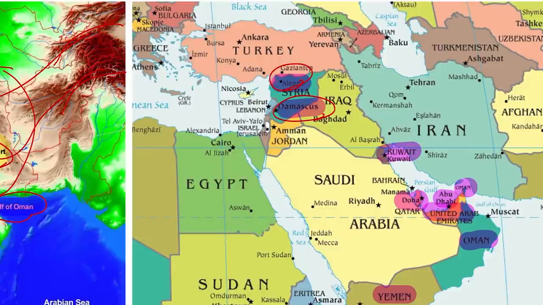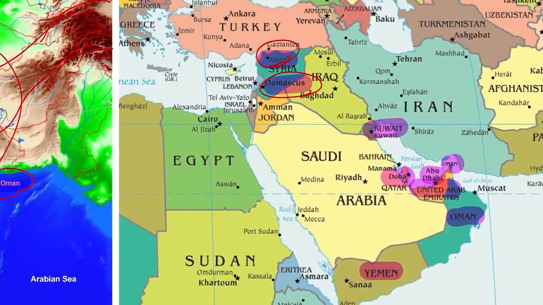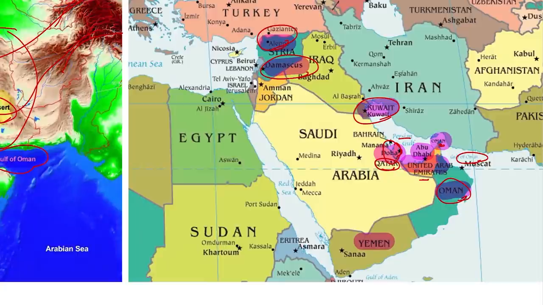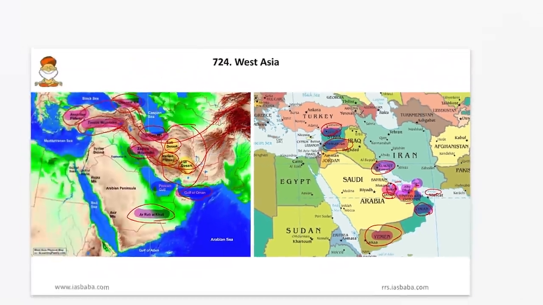Then coming to Saudi Arabia and the peripheral states, friends, to the northeast of Saudi Arabia, we have a small nation, that is Kuwait. And then Qatar is also located to the east of Saudi Arabia, and once again it is also a small nation here. And then friends, Oman has two parts. Oman has the largest part here, and then one small part of Oman is left here, that is over and above the United Arab Emirates. So that we will remember here itself. And then the Gulf of Oman and the Persian Gulf we will remember. And then Yemen will also be remembered because of the Yemen conflict that is going on recently. So this is all about West Asia.